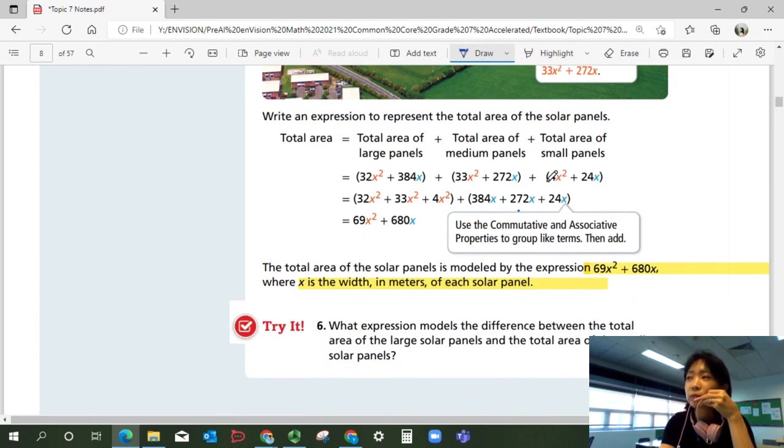All right, let's try number 6. What expression models the difference between the total area of large solar panels and the total area of the small solar panels? So the difference between the first polynomial, the large solar panels, and then the small solar panels is going to be subtracted from the large ones. See if you can solve the difference by yourself. Come back when you're ready for answers.